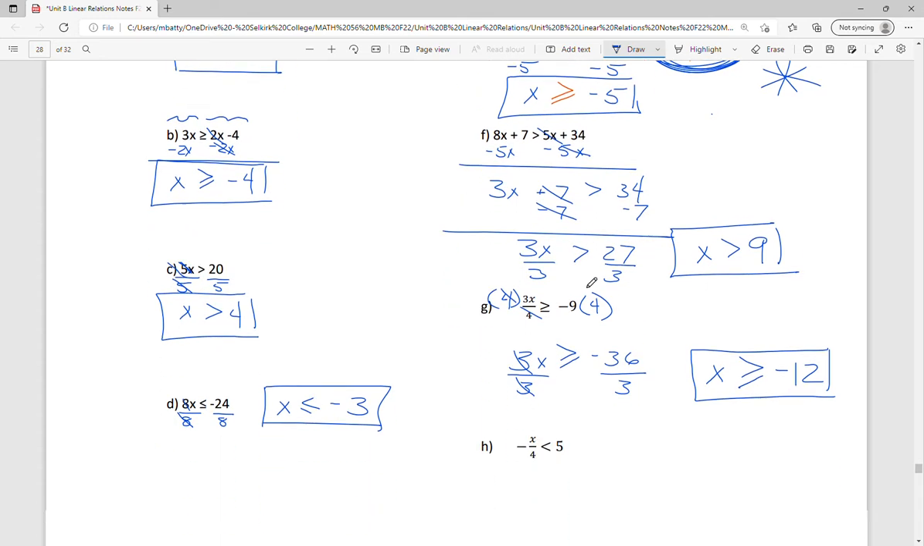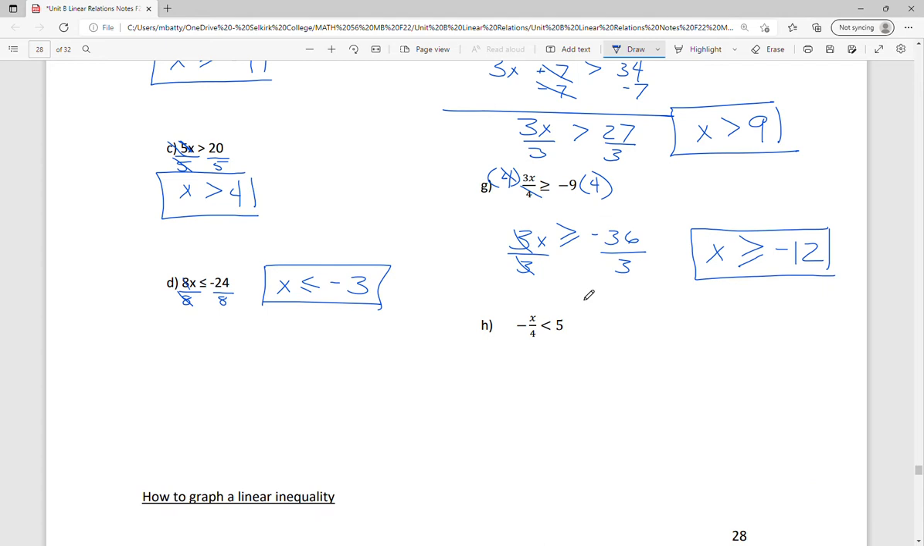Oops, I missed one down there. Let's do one more. I forgot to scroll all the way. So in this one, I'd like to get rid of that 4. And so I would multiply by 4 on both sides. I get -x is less than 20. And I haven't solved for x here, I've solved for -x. So I have to divide both sides by -1.